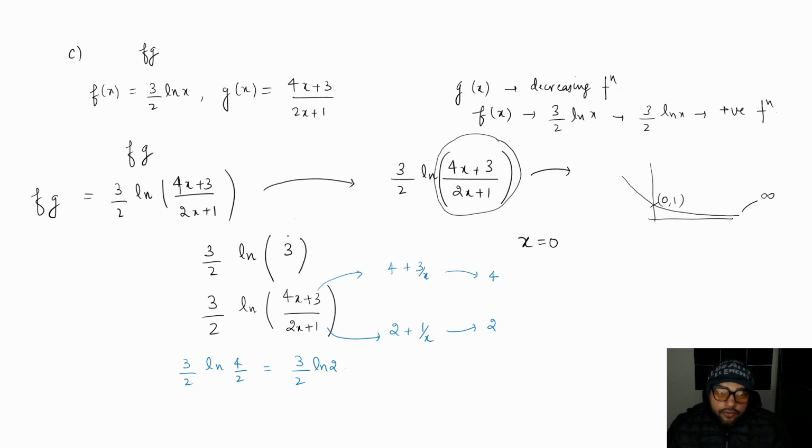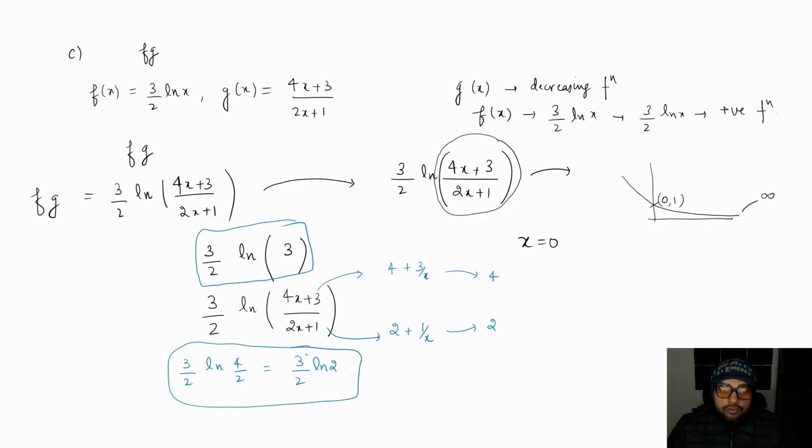So for 0 we are getting the value 3/2 log 3, and for the infinity part we are getting the value 3/2 log of 2. Of these two values, the smaller value is 3/2 log of 2, so fg will lie between 3/2 log of 2 and 3/2 log of 3.